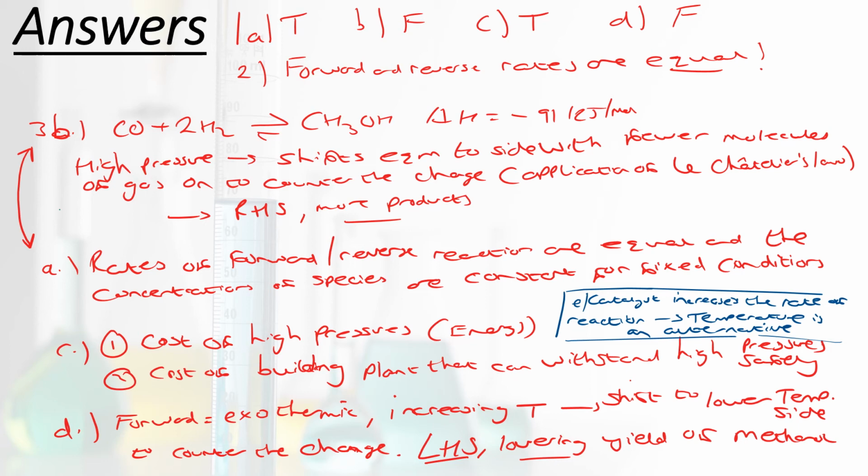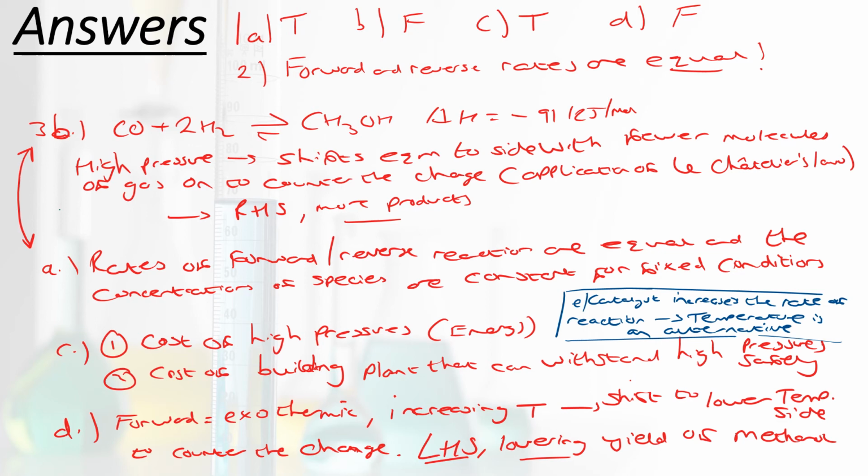Then explain why a high yield of methanol is favoured by high pressure. Well, remember that all the species here are gaseous, so we can consider a change in pressure affecting this. We have different numbers of moles on either side, different numbers of molecules, and therefore a change of pressure will affect this equilibrium. High pressure will shift the equilibrium to the side with fewer molecules, i.e. the lower pressure side. Remember Le Chatelier's Principle.